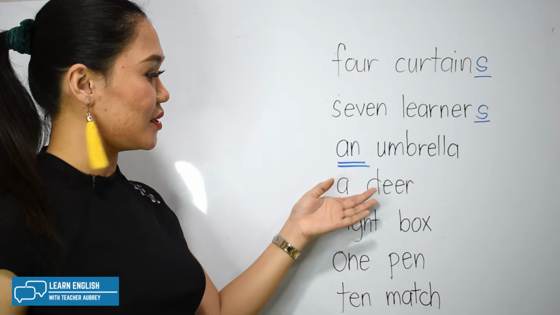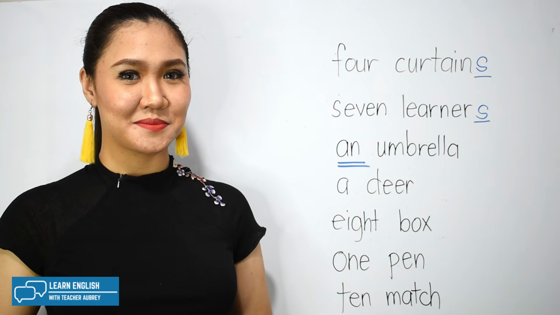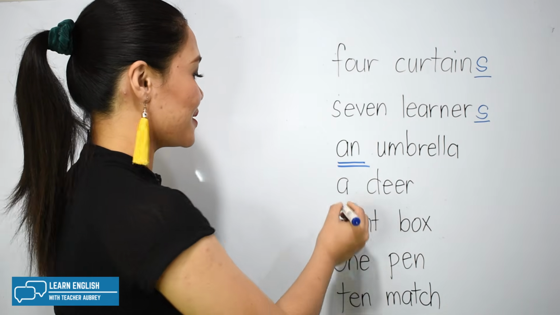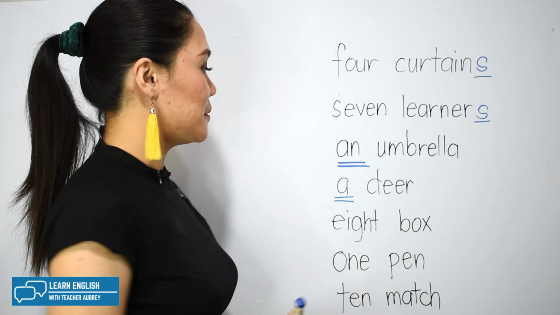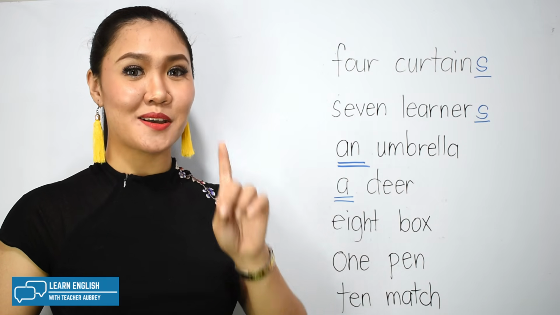How about this one? A deer. A deer is also a singular noun because it has the article a, which means one.